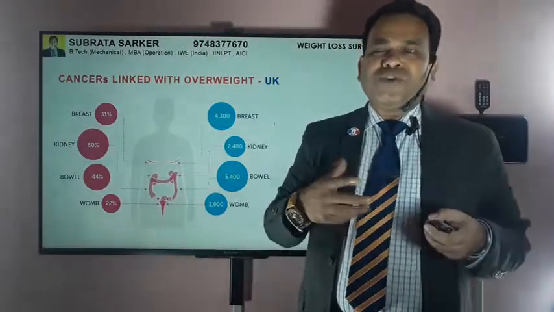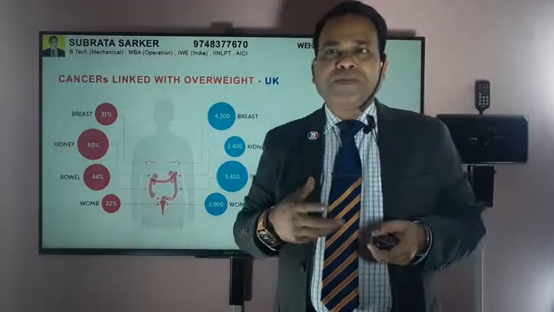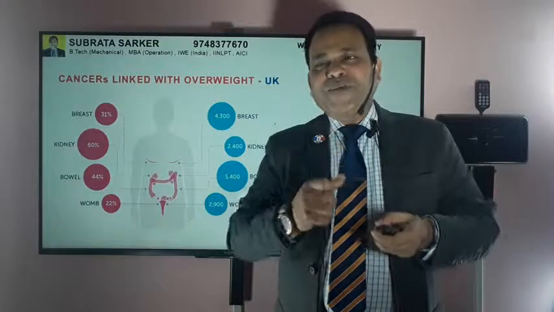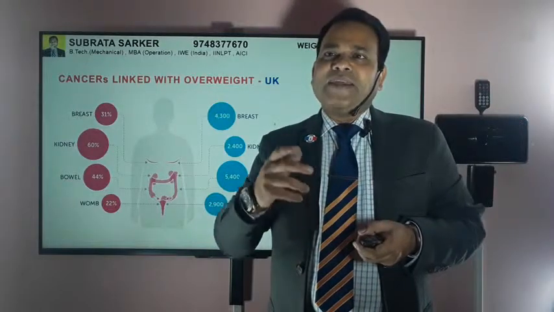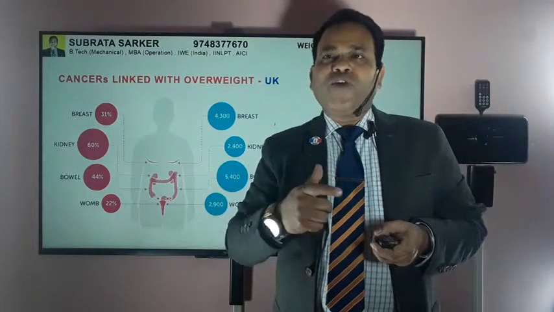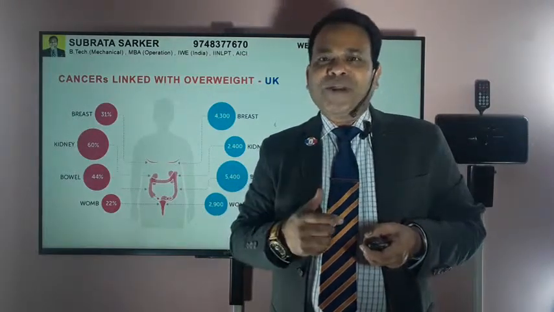And now let's see country-wise the obesity percentage for most of the countries. In the US as of date, 31% of people are obese. In Mexico, 24% of people are obese. The UK is the third most obese country, where 23% of people are obese.